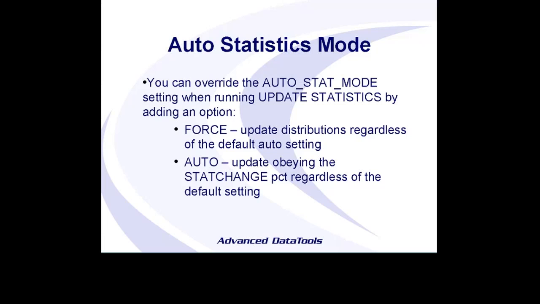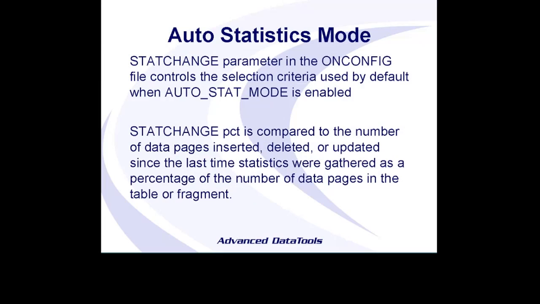The STAT_CHANGE parameter in the onconfig file controls the default selection criteria that the auto stat mode uses when it's enabled. You set it to a percent of change. So it compares the number of data rows, data pages in the table that have been modified by an insert or delete or an update since the last time the stats were gathered.